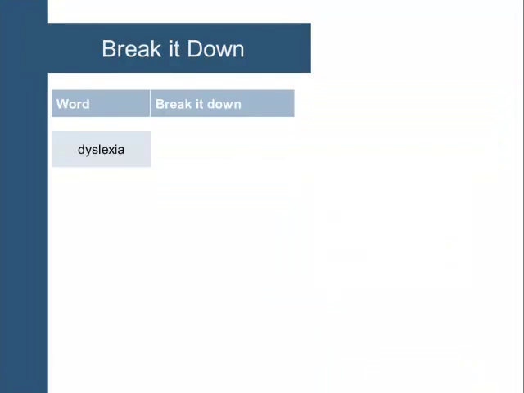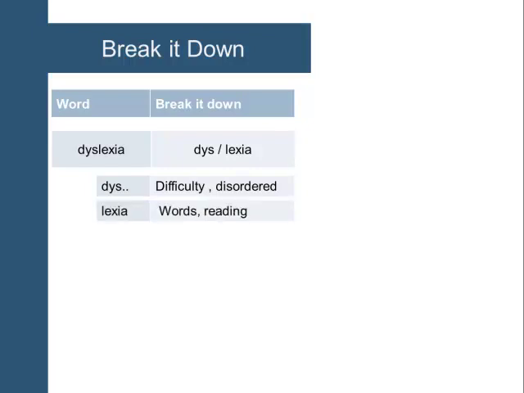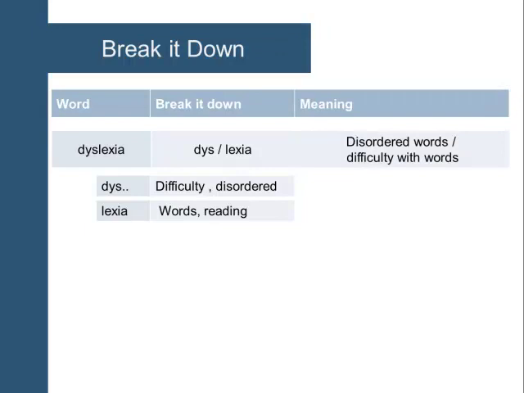Our next term, dyslexia. Let's break it down. Dys, lexia. Dys, at the front of the word, means difficulty or disordered. And lexia relates to words or reading. Therefore, if we put this together, we have the word dyslexia, meaning disordered words or difficulty with words.